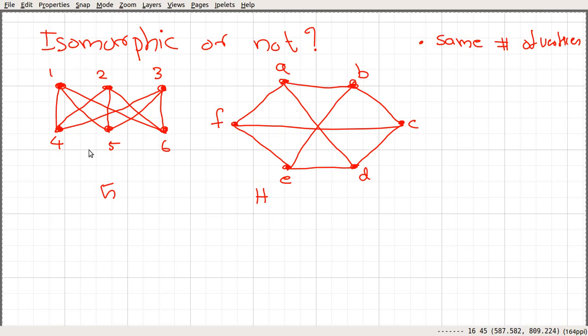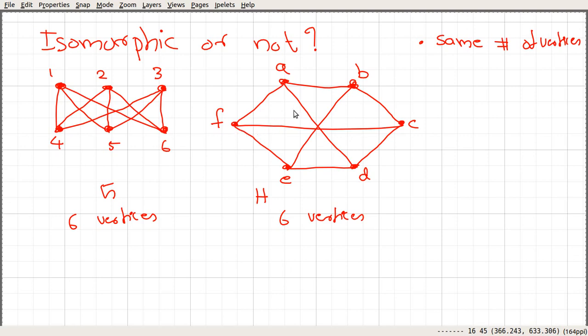So here if you look at this graph, you can see that this graph has 6 vertices and this graph also has 6. So if two graphs are isomorphic, they must have the same number of vertices, because we want to exhibit a bijection. If there is a bijection between two sets, then both sets have the same size.